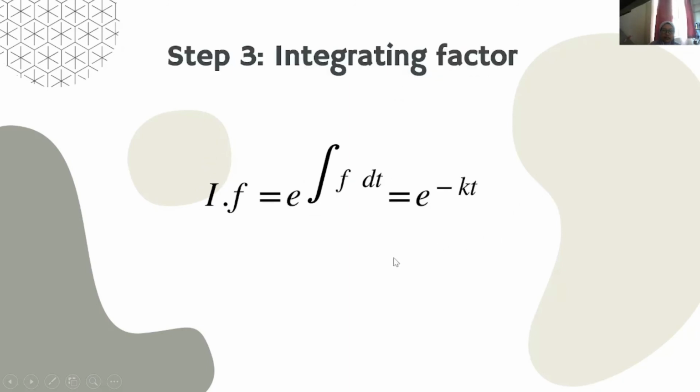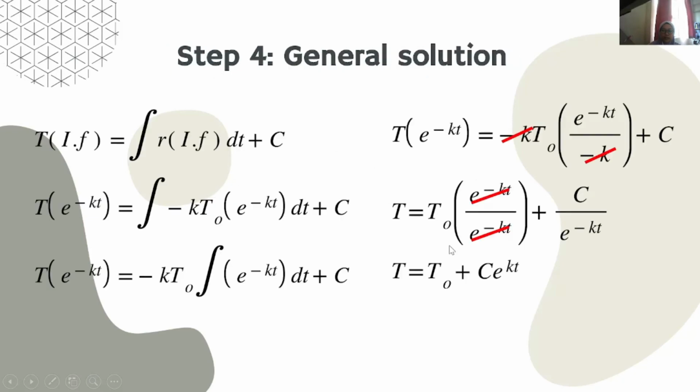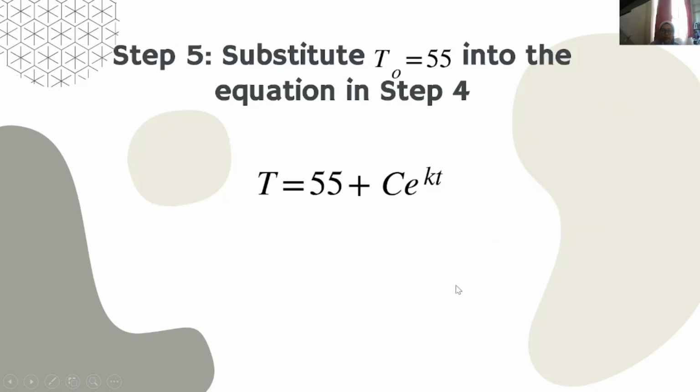Step 3, integrating factor IF. So IF equals e to the power of the integral of F dt. We get e to the power of negative KT. Step 4, we need to find the general solution by using this equation. So we substitute the value of IF and R into this equation. So we can get the general solution: T equals initial temperature plus C e to the power of KT. So we substitute the initial temperature equal to 55 into the general solution in step 4. We get temperature equals 55 plus C e to the power of KT.